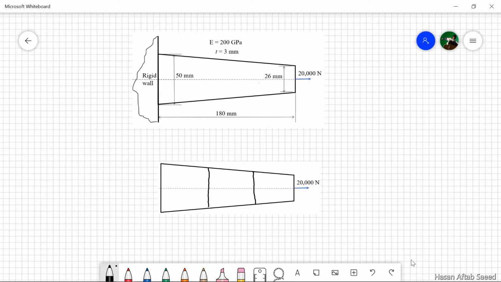And let's take the area at the average, at the midpoint of all these elements. So this is what is called approximation. Actually, we are approximating a tapered bar with 3 steps. So obviously what we are going to get is an approximate solution. For simplicity's sake, we are only taking 3 elements, but actually to get an accurate result, we must subdivide it into more number of elements.